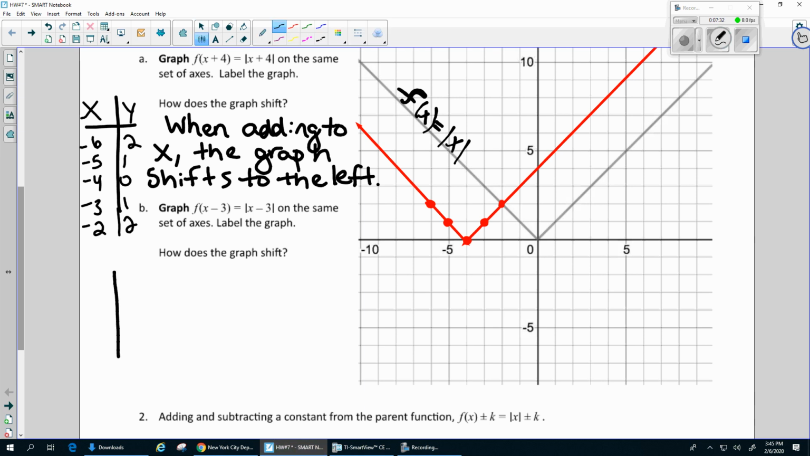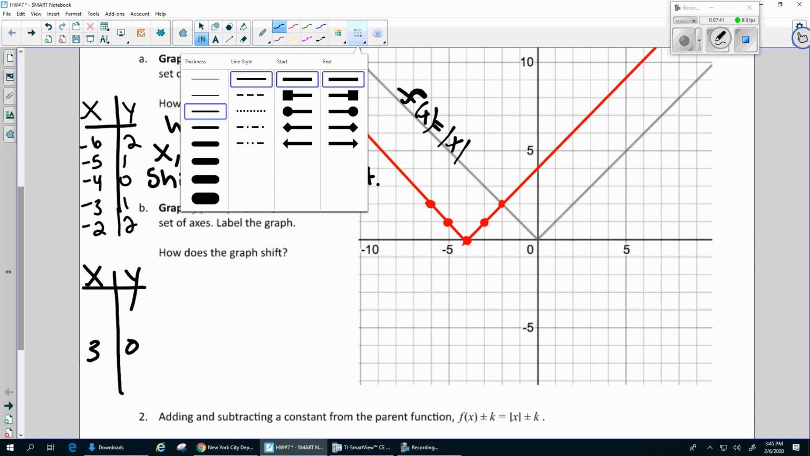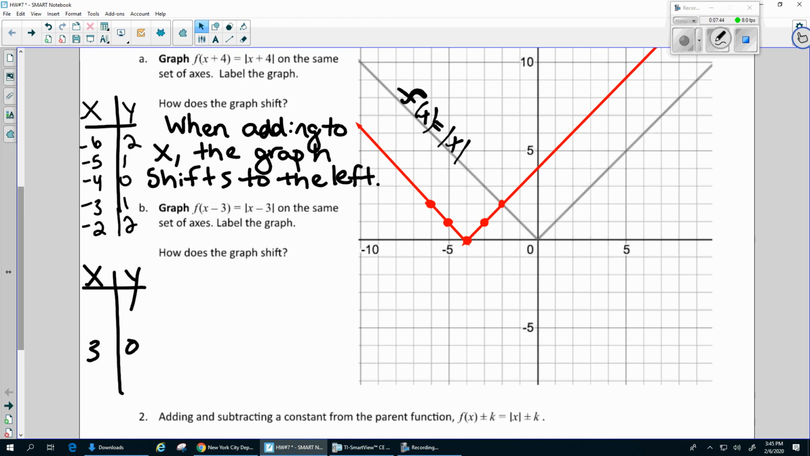So we're going to hang on to our vertex. I'm going to do a quick table, 3, 0, and I'm going to record values smaller than 3 and values greater than 3 and record the corresponding y values. I'm going to pick a different color, and I'm going to plot points for f of x minus 3. So I'm going to start at my vertex, and I'll plot my remaining points.